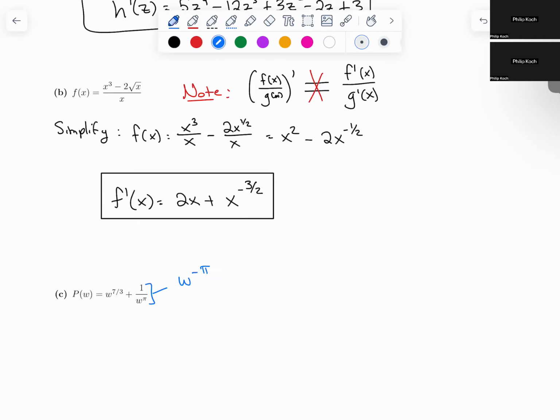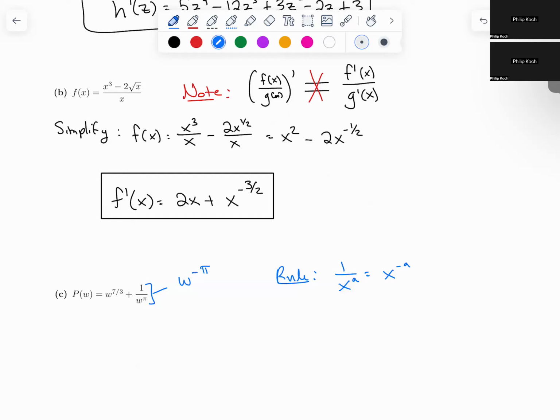Remember, if you have 1 over x to the a, that's equal to x to the negative a. The rule, 1 over x to the a is equal to x to the negative a. Vice versa. That rule, remember, is true backwards and forwards. So if you have a negative exponent, you can convert it to a positive by writing 1 over. That will be useful in unit 3, but not right now.